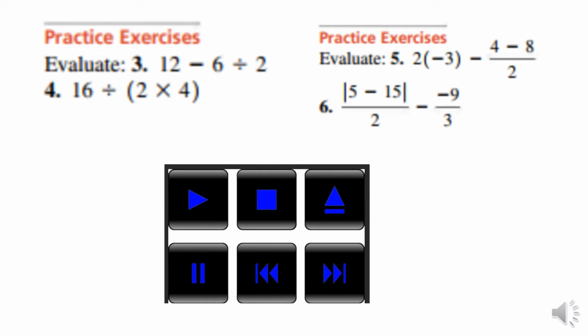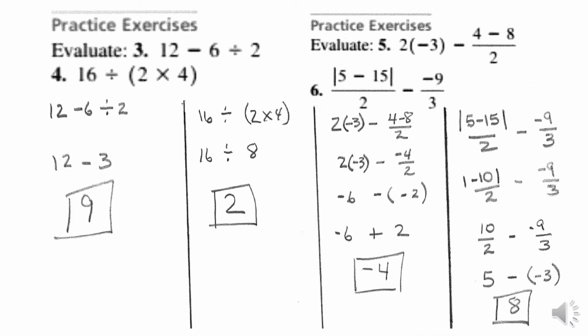Here's some problems for you to do. Hit pause, do the problems, and come back, hit play for a narrative solution. Okay, we're back. Let's see how you did.